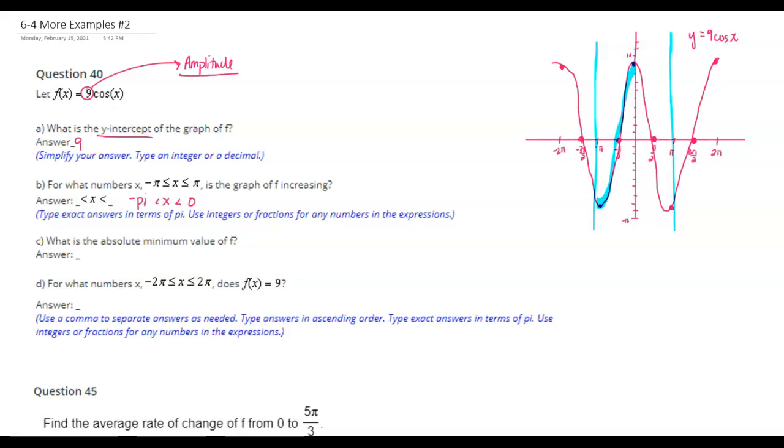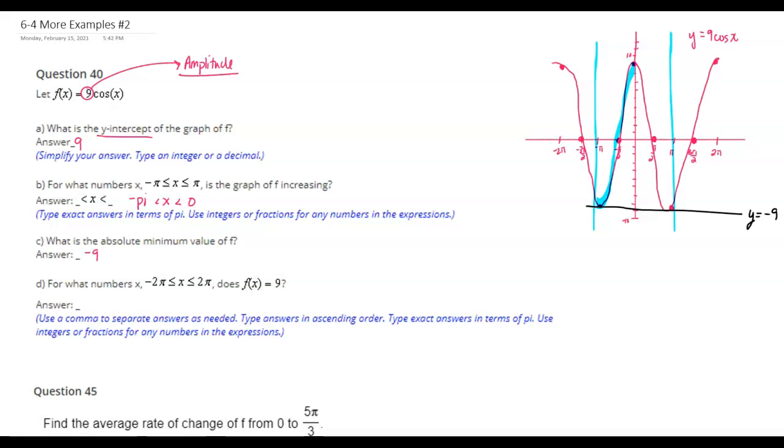All right, next it says, what is the absolute minimum value of f? Well, the absolute minimum value is the lowest our graph is ever going to go. And if we take a look, it's the same point over and over and over again, occurring right here at y equals negative 9. So my absolute minimum is negative 9.